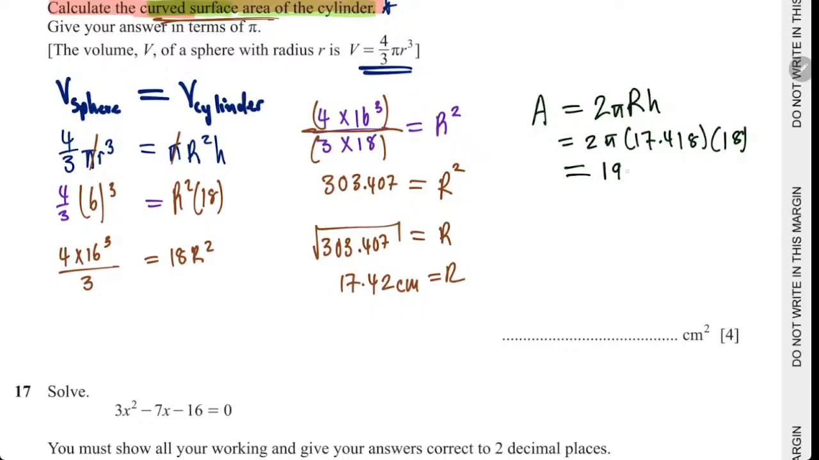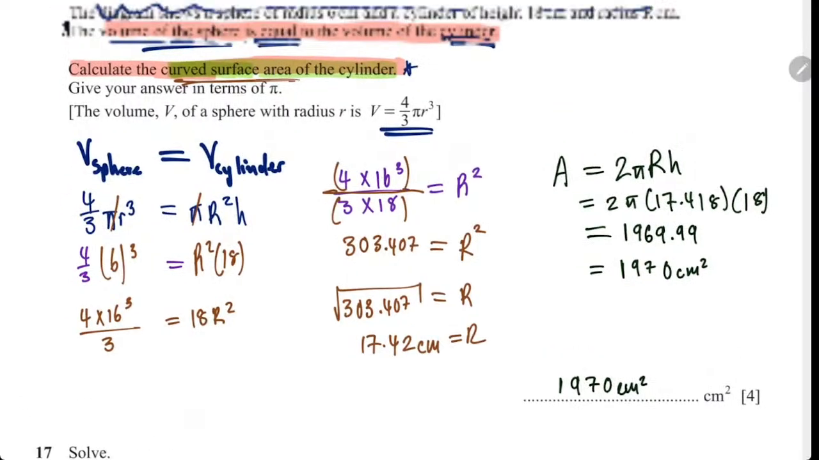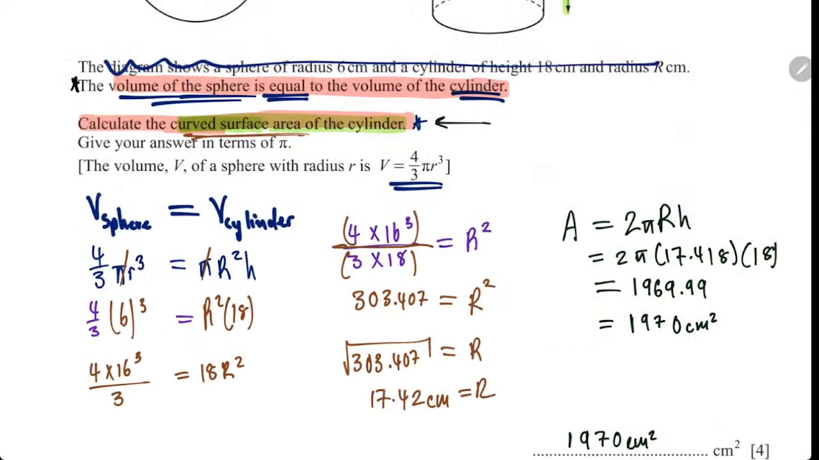Okay. Point what? Well done. 0.99. So it's like you round it off to 1970 centimeters squared. 1970. So look, students, we only went to their question after we used this relationship.